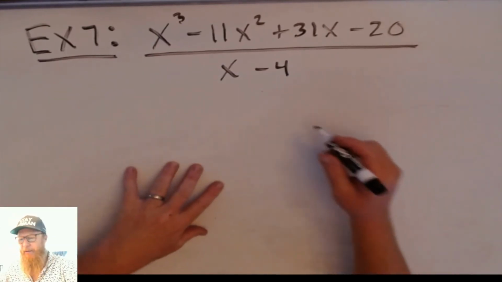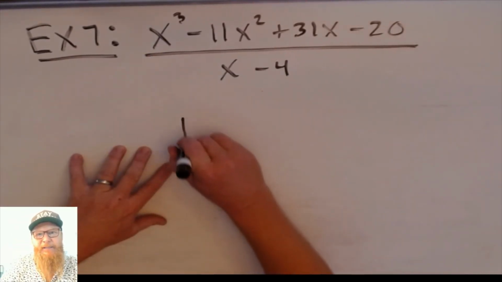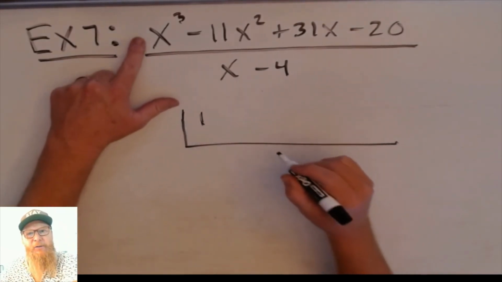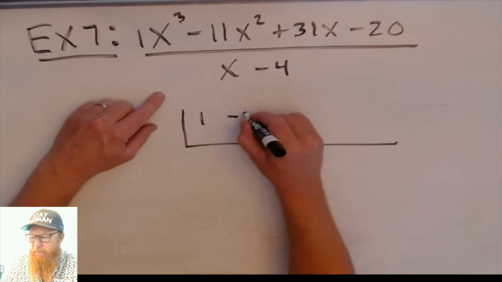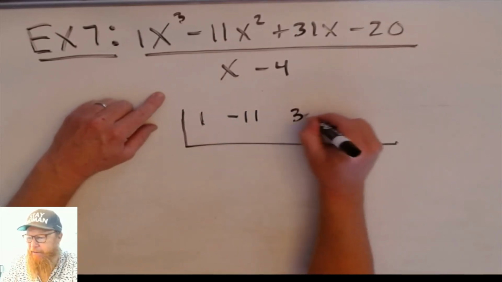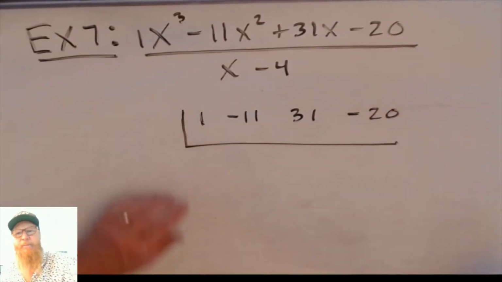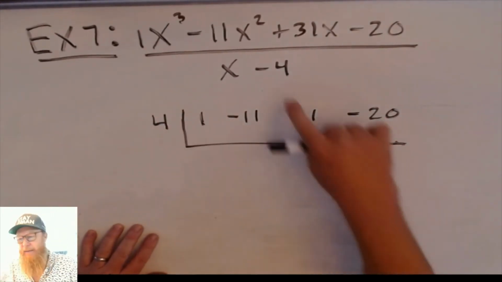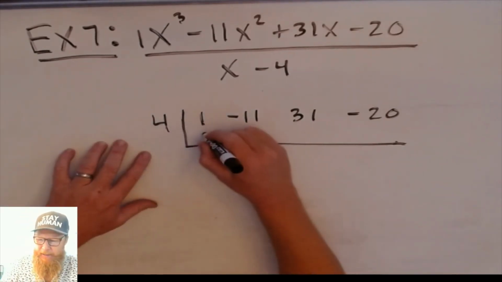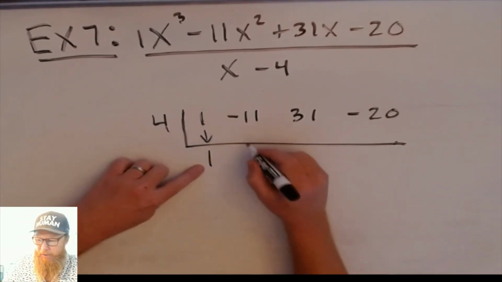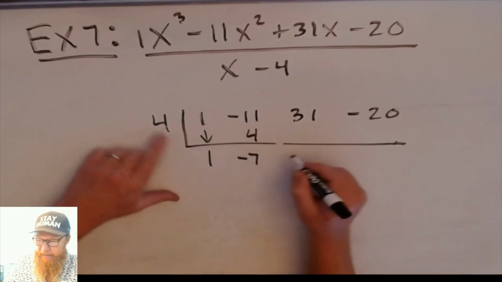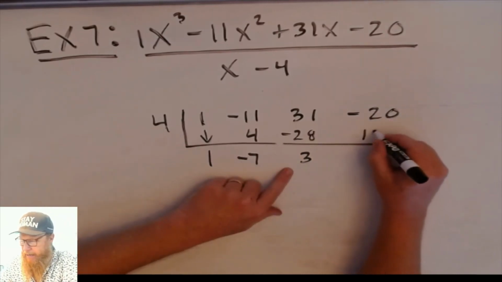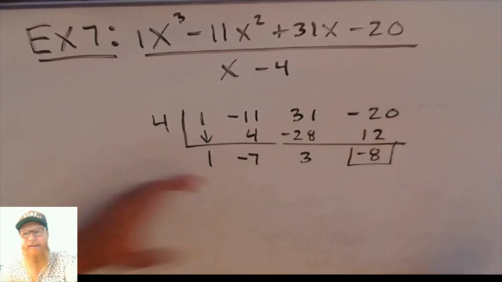Okay, example 7. Looks like my board's getting crooked on me. So our dividend is 1x cubed. There are no missing terms, so we have 1, negative 11, 31, and negative 20. Our divisor is 4, the opposite of negative 4. And here we go. Bring down the 1, multiply, add. Multiply, add. Multiply, add. Don't you love it?